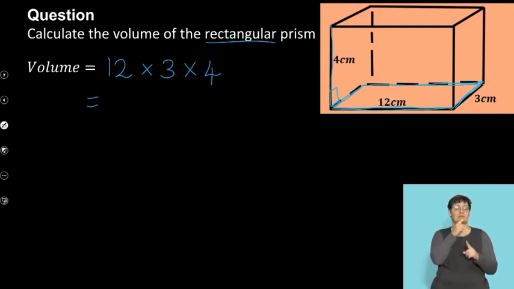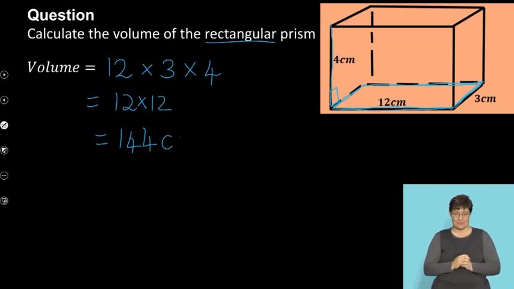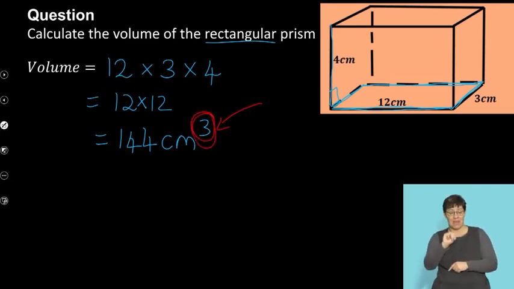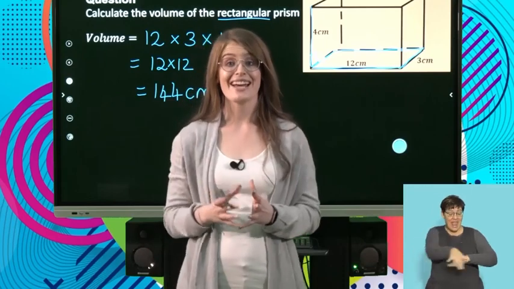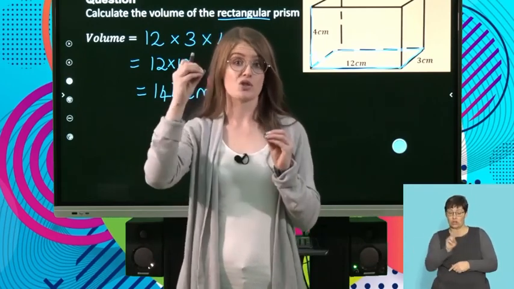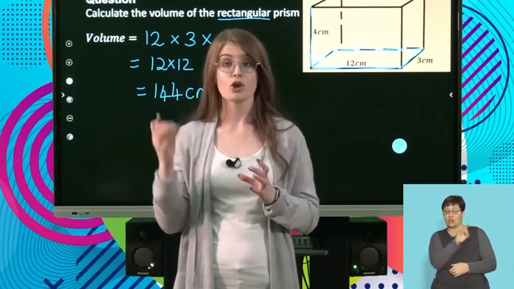This means 12 times 3 times 4 is the same thing as 12 times 12, which is just going to give me 144 centimeters cubed. Please take note that I have cubed my units. Just a reminder, for area and surface area, my answer is always with the units being squared, but with volume, it will always be the units cubed.